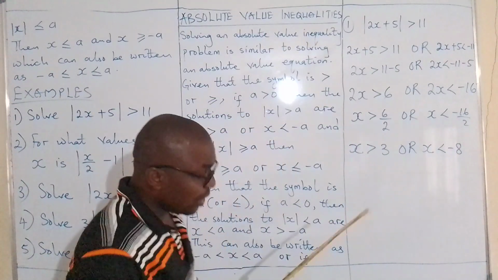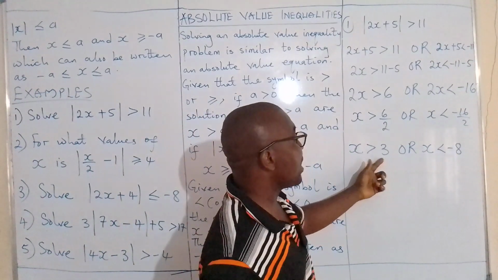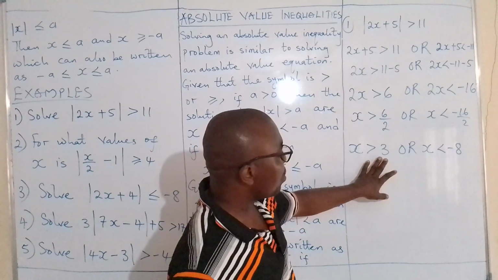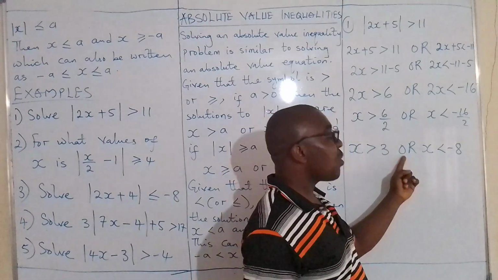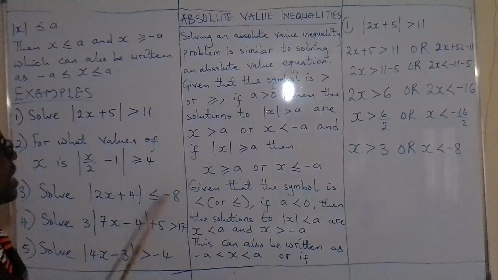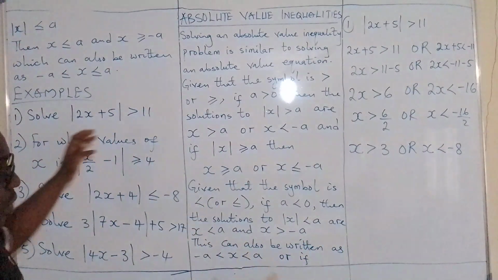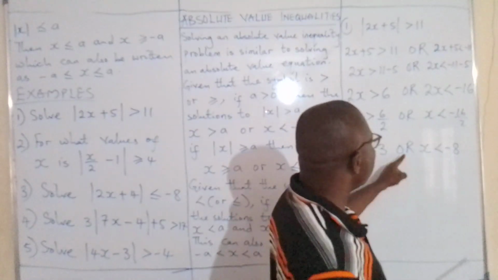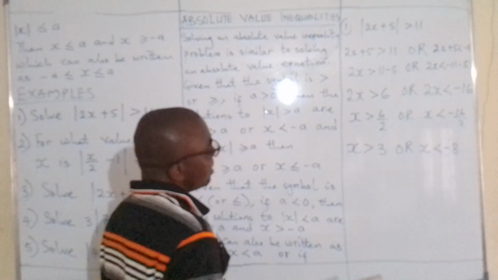Now, as you can see why the word or is used. It is not possible for a number to be greater than 3 and at the same time less than minus 8. That's why the word or is used. But like I said, if you don't know that when it is greater than, you use the word or, you can solve it without putting the word or. Then you check this final answer. Since it is not possible, it means the word or will be used. So that's the answer for that.